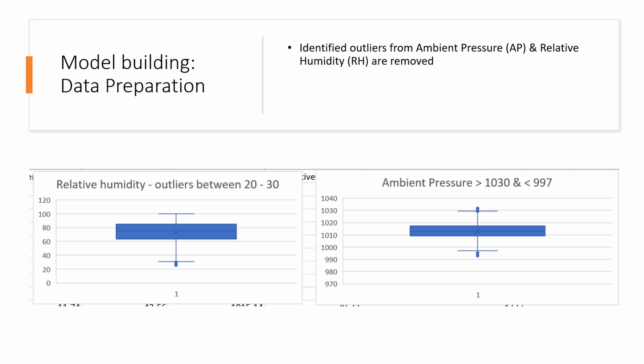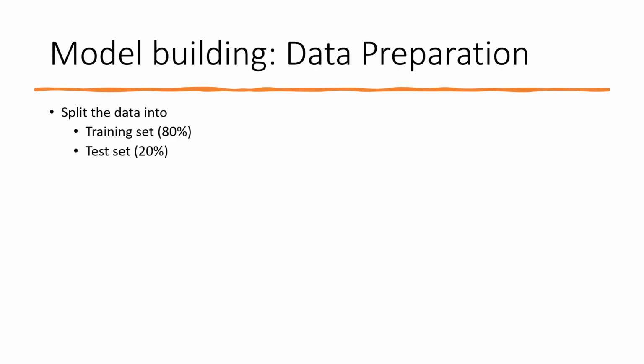Then, as part of data preparation, as I finished my data analysis, I removed all the identified outliers from ambient pressure and relative humidity. The number of rows still remained above 9,500. Then I split the data into a training set of 80% and a test set of 20%.